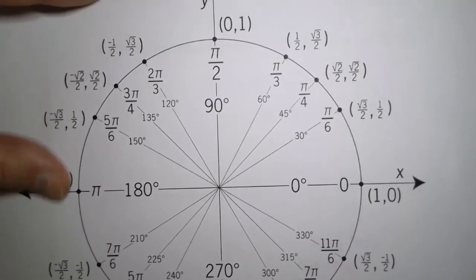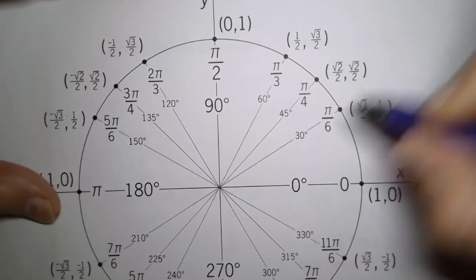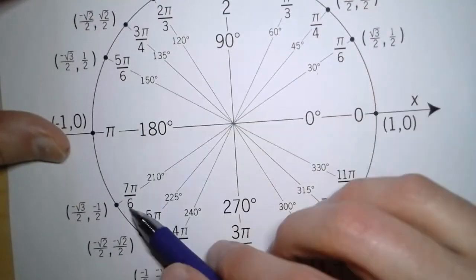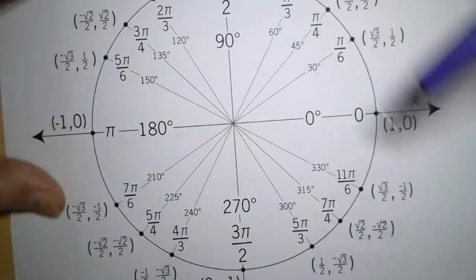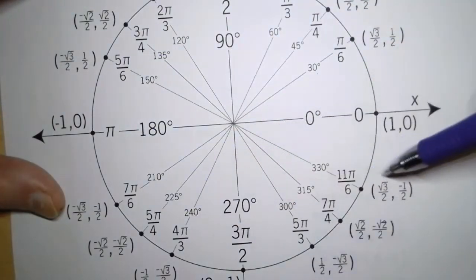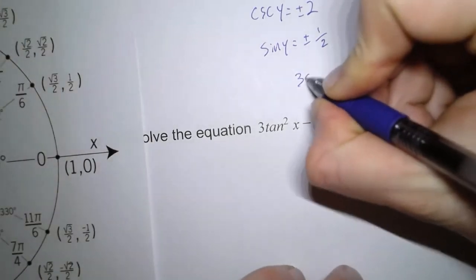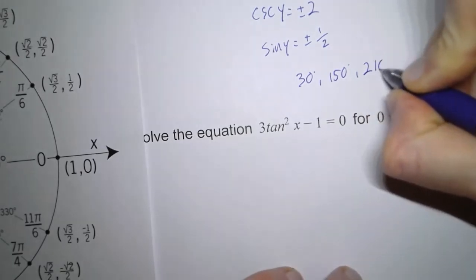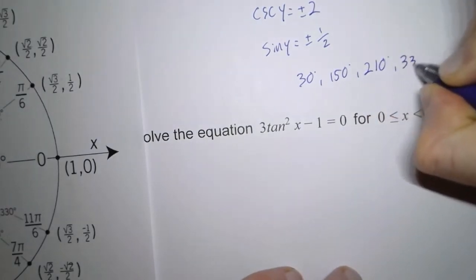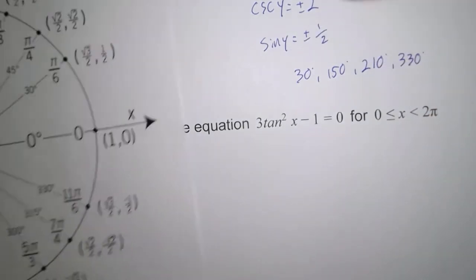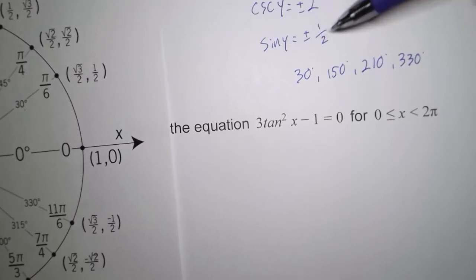So sine is the y value. So that's here at 30 degrees, but it's also here at 150, and down here at 210, and over here at 330. So these are the 4 places where sine is positive or negative 1/2. At 30 degrees, at 150 degrees, at 210 degrees, and at 330 degrees. So we write down all of those angles because they all produce a sine that is either positive or negative 1/2.